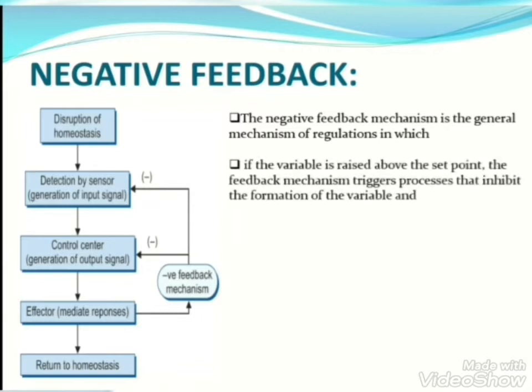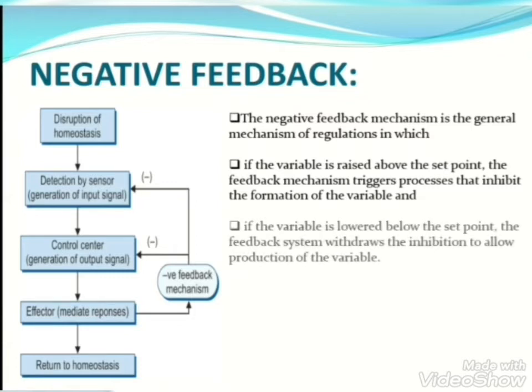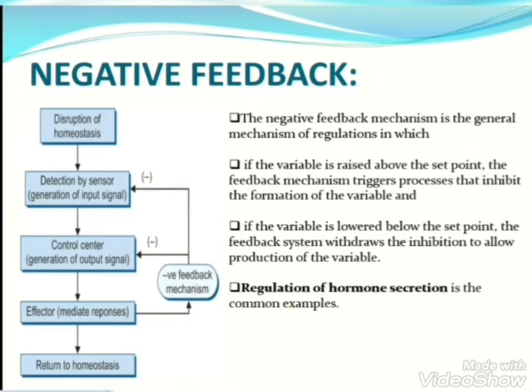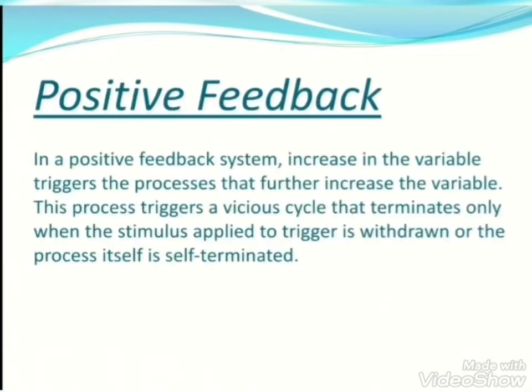In the negative feedback mechanism, if the variable is raised above the set point, the feedback mechanism triggers processes that inhibit the formation of the variable. If it is lower than the set point, then it withdraws the inhibition and allows production of the variable. A common example is hormone secretion.